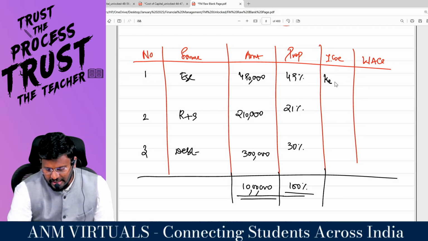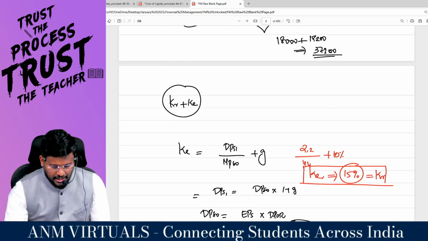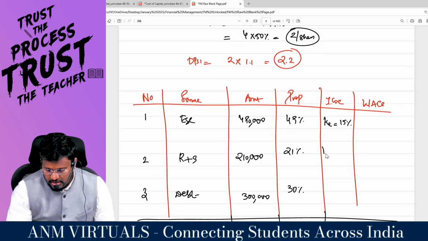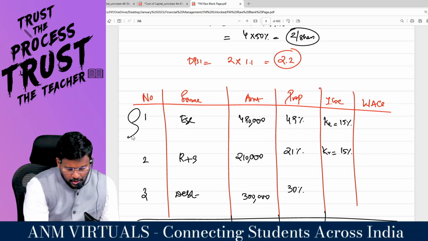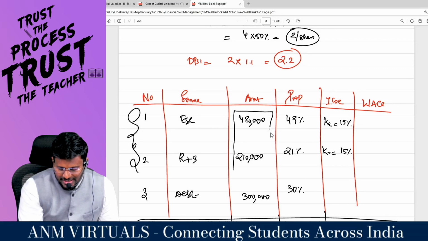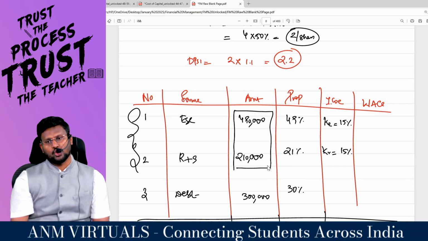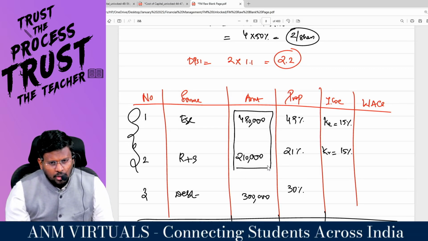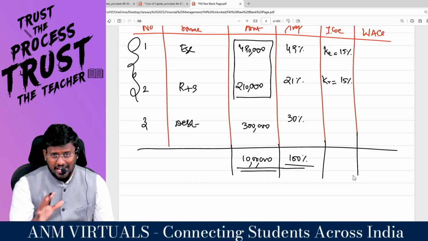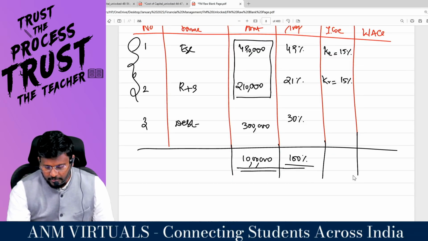So individual cost of capital KE, just now we found out the KE as 15 percentage. KR is equal to again 15 percentage. If you want, you can combine these two, and instead of writing 4,90,000 and 2,10,000 separately, you can write 7 lakh total also, because KE is equal to KR. Like that also you can present, but better to present like this because the answer will be big. More marks you may get.